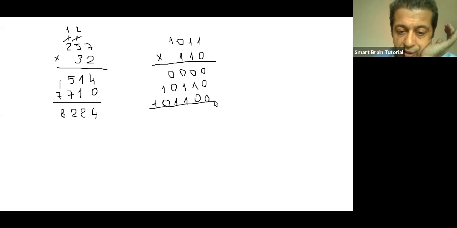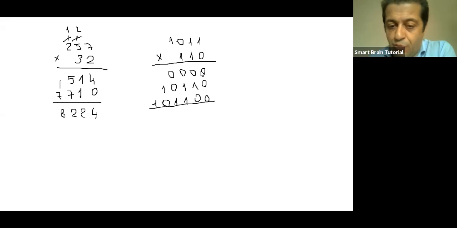Now these numbers are to be added with each other. We have all 0 here, so the result is 0. We have only a 1, so we should write 1 only. We have 0 plus 1 plus 1, it is 2, but we don't write 2, we write 0 because we carry a 1 here.